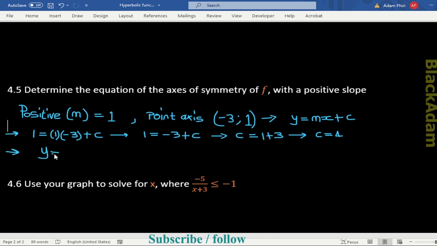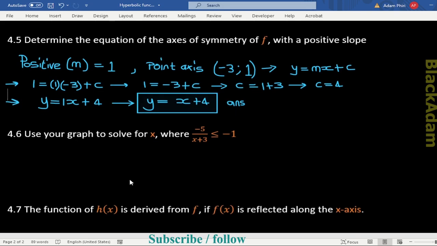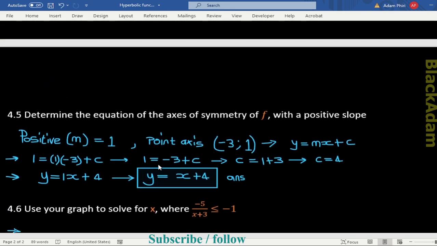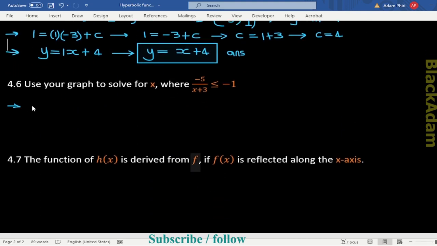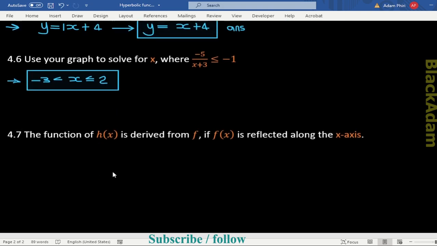Now writing the equation will be y equals, remember the gradient is 1, so it's x plus 4, so making it y equals x plus 4. So that's the equation of the axis of symmetry with the positive gradient. Then use the graph to solve for x where it is less or equal to negative 1, so you can just put the point there at the axis and that point on the axis. So x is not equal to negative 3, so it's negative 3 less than x, less or equal to 2. So that's our final answer for 4.6. That's our answer. We move on to 4.7.